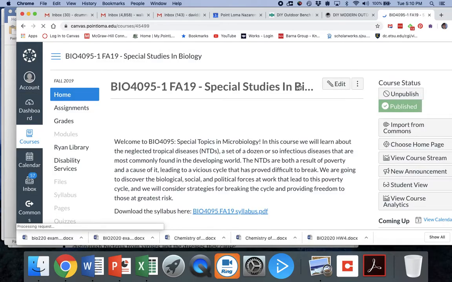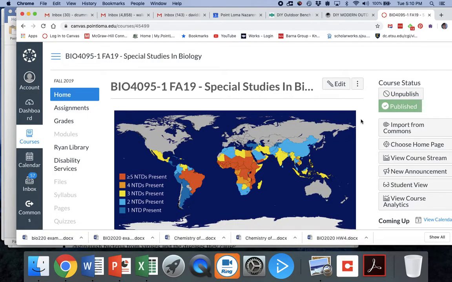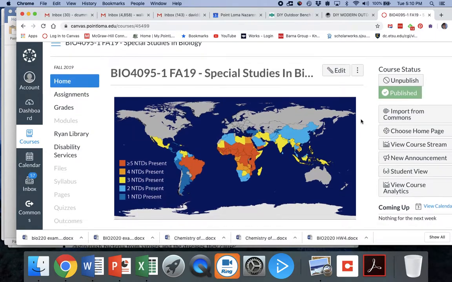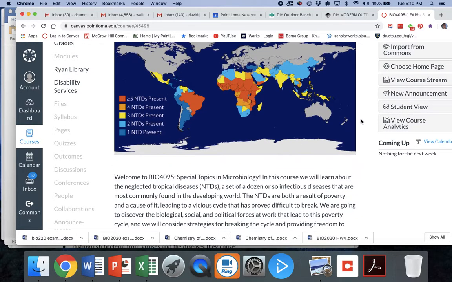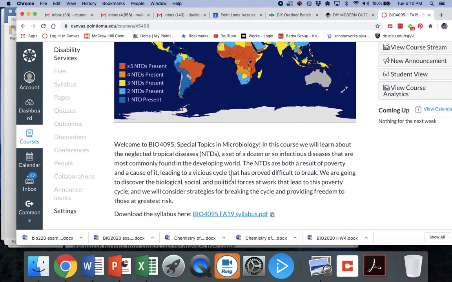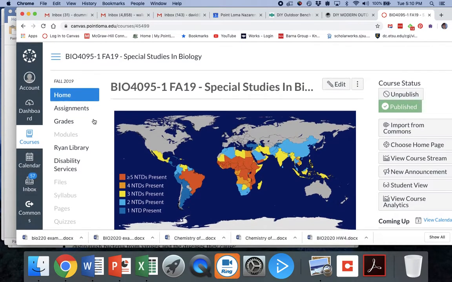We're going to talk about both the Canvas page and the syllabus for this 1-unit course. So the Canvas page is launched, so if you go to your Canvas pages, click on BIO4095. Yours will look slightly different than mine because I can edit, but yours will look pretty similar. On the home page, you've got a map of the distribution of various NTDs and how many of these different neglected tropical diseases are distributed where, a paragraph describing them and their importance, and then you can find a link to the syllabus that I'm going to go through in just a minute.